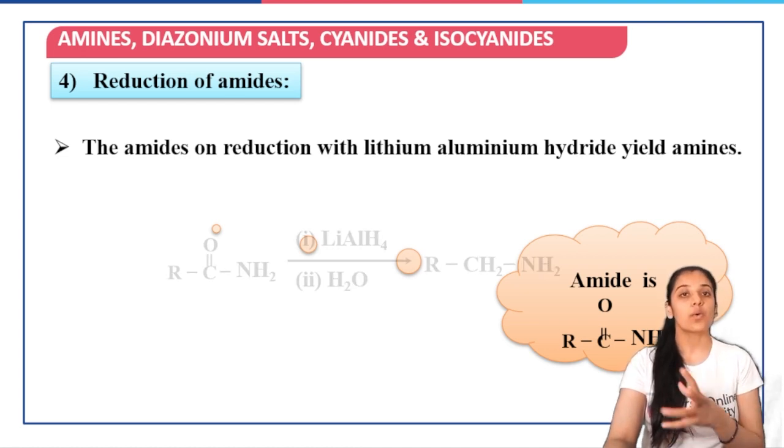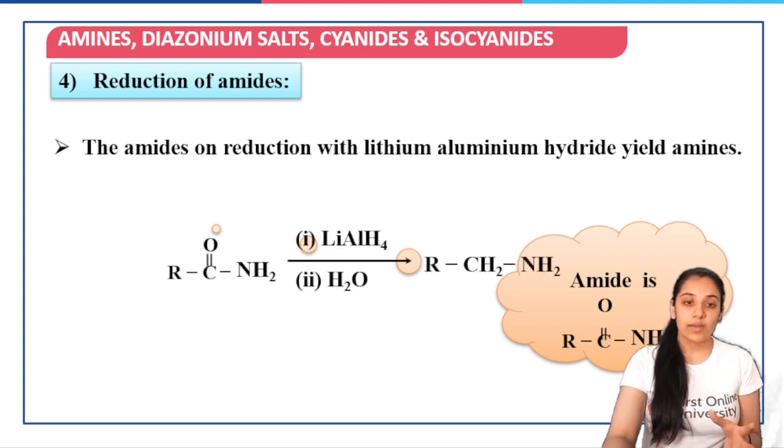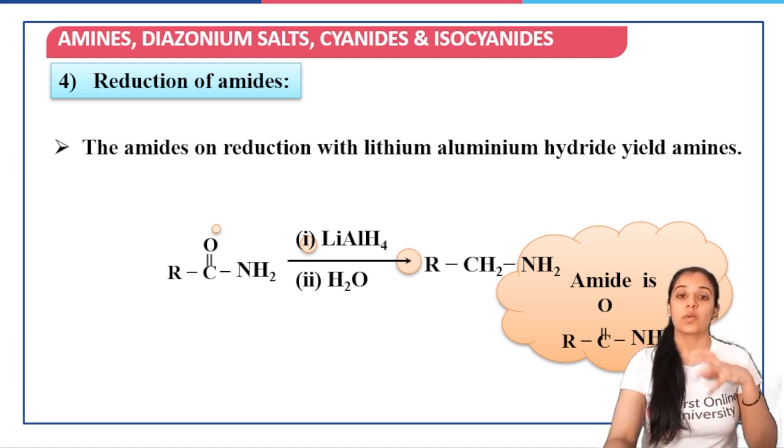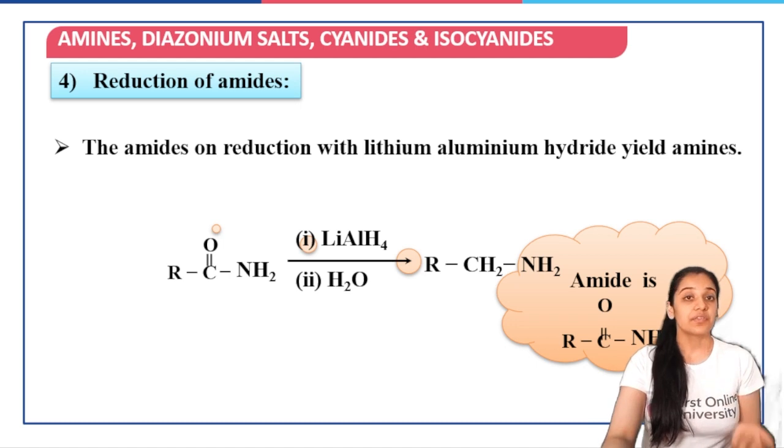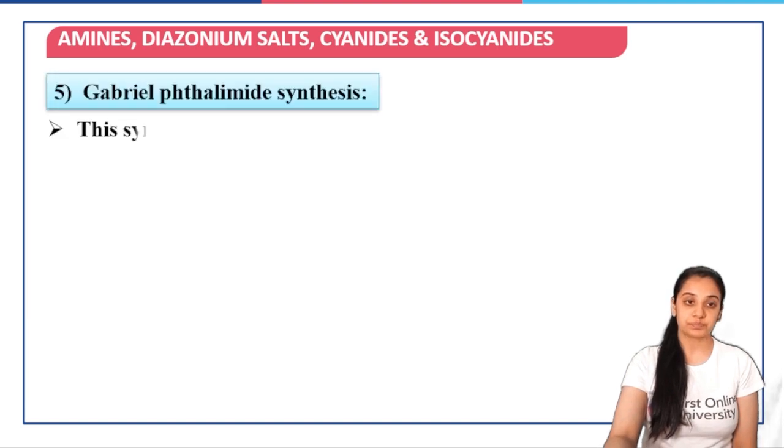Amide is RCONH2. So RCONH2 on reaction with lithium aluminium hydride, that is LiAlH4, and water being added in the second step, what we get is RCH2NH2. So here, whatever was the number of carbon atoms will remain the same in the product also.